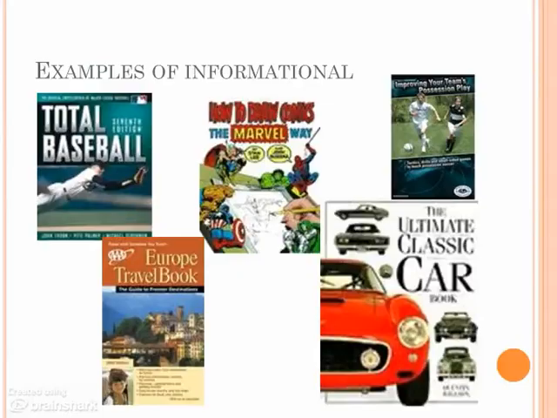Here are some examples of informational texts. There's a book on baseball, a book on how to draw, there's a book on soccer, a book on cars, and a travel book of Europe. So all of these books are real facts and information about certain topics.